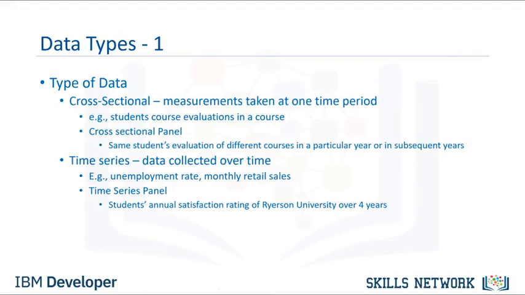Let's have a look at various different types of data that we encounter and is commonly used in our daily lives. The most common one would be cross-sectional data, which is basically looking at a measurement taken at one point in time. Census in a given year is a cross-section of the society. As students evaluate a course, an instructor, that's a cross-section at any given point.